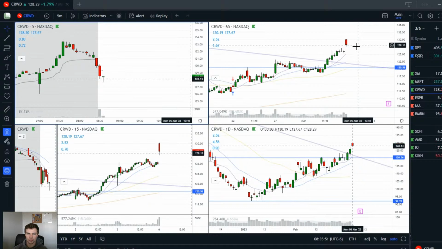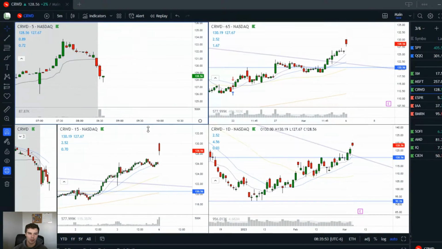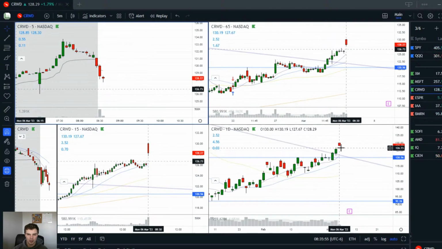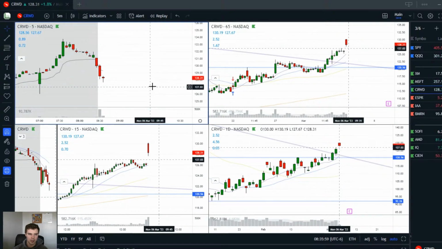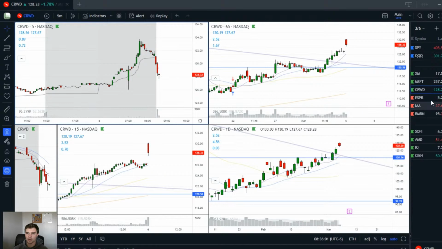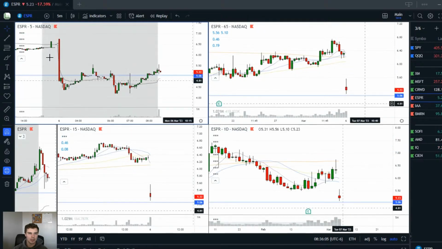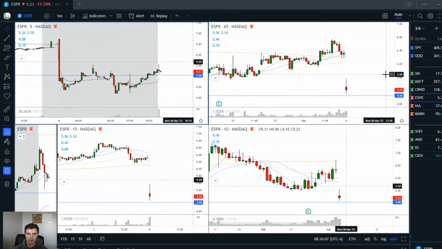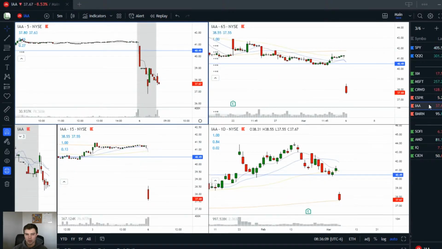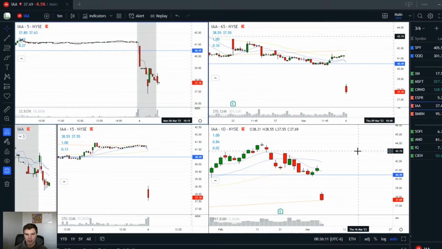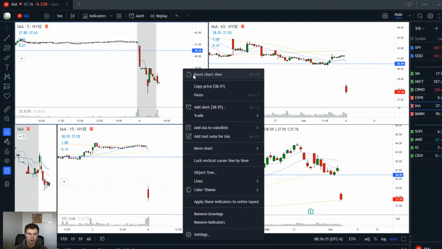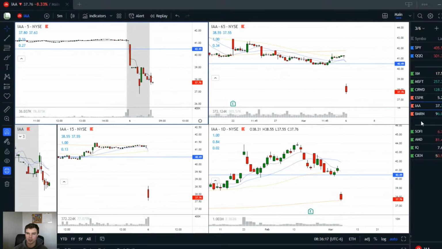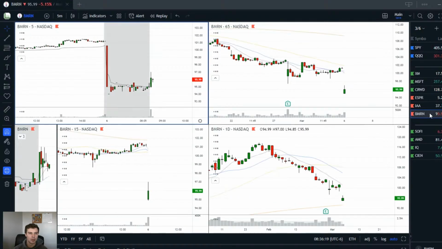Crowd, not a huge fan of this crowd on the pullback, guys. It's just got that one pivot, and it really didn't even touch that pivot. So crowd needs a little bit of work. ESPR, yeah, nothing. You can watch the IAA. Again, it has a range concern, and it's at that 200. So it's not for me, but maybe you like it. I'm not watching it.